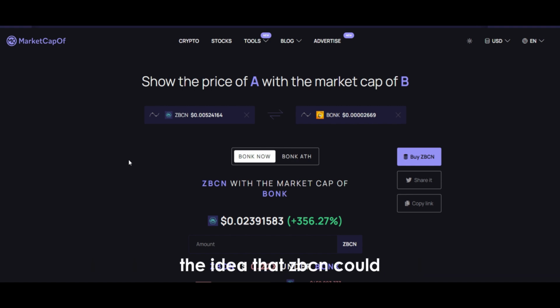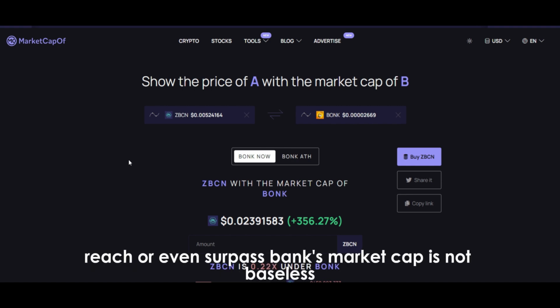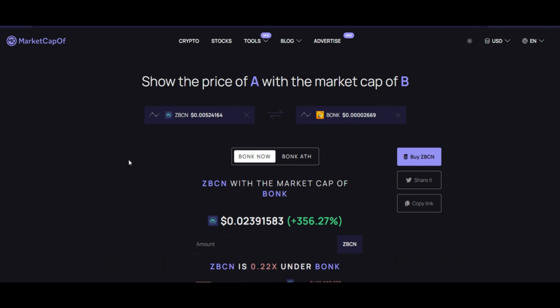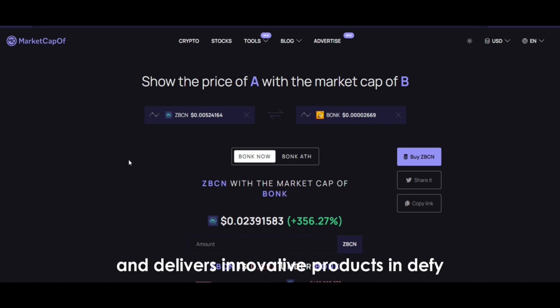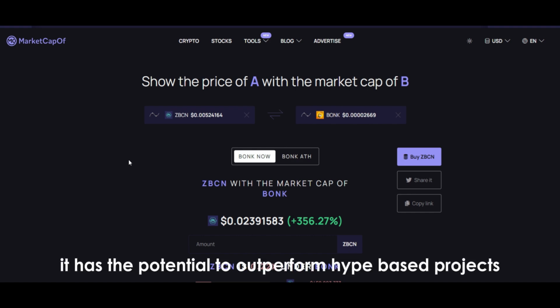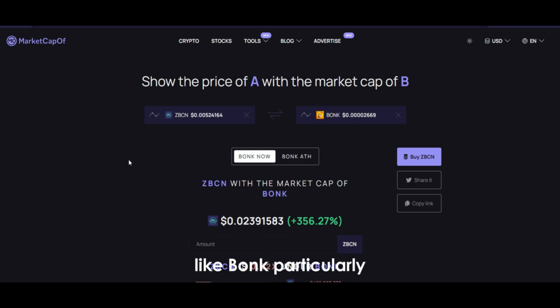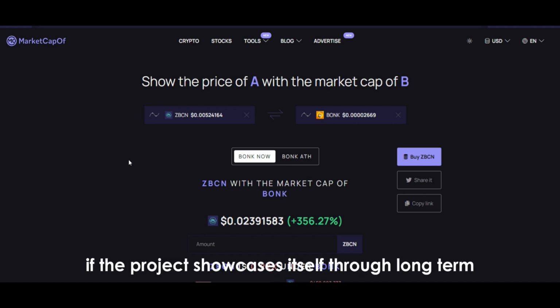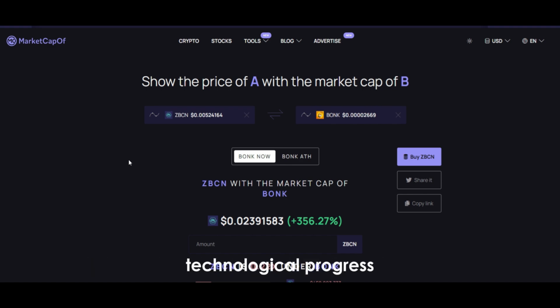The idea that ZBCN could reach or even surpass BONK's market cap is not baseless. If ZBCN consistently executes its roadmap, expands its user base, and delivers innovative products in DeFi, NFTs, or other Web3 spaces, it has the potential to outperform hype-based projects like BONK. Particularly if the project showcases itself through long-term technological progress rather than short-term price moves, this success becomes achievable.